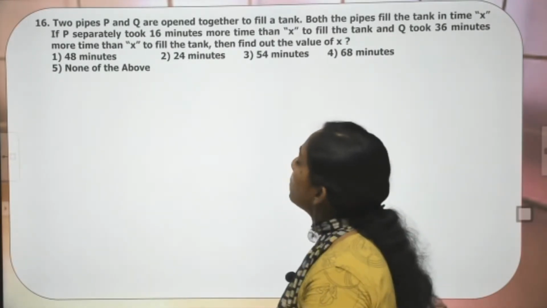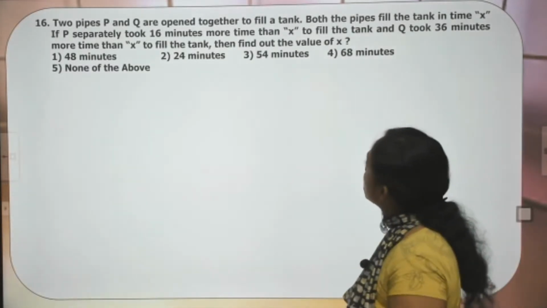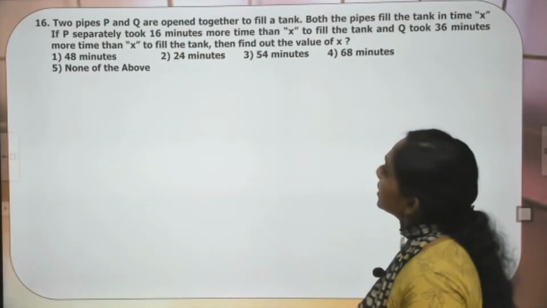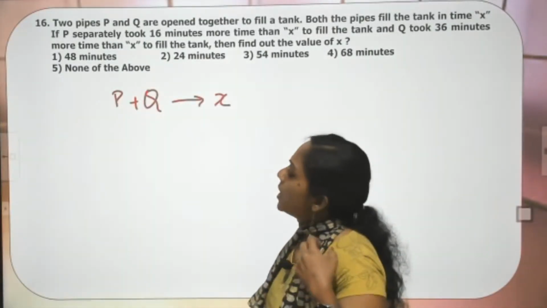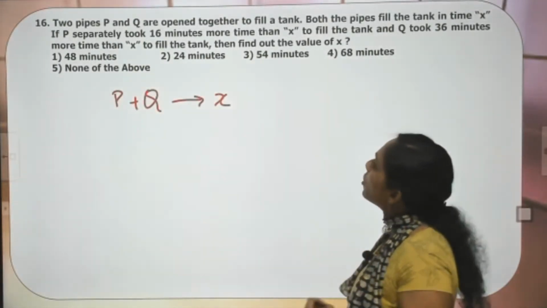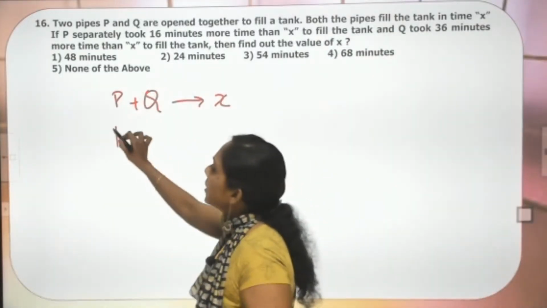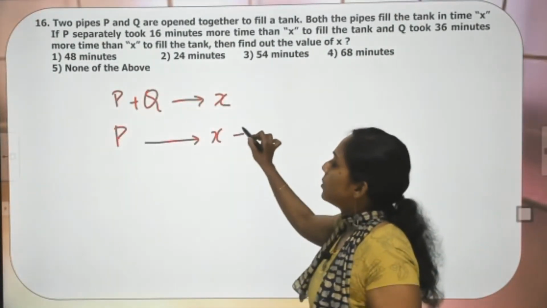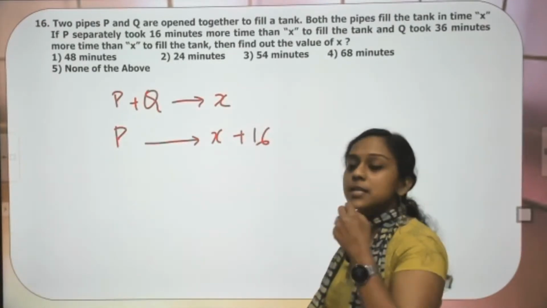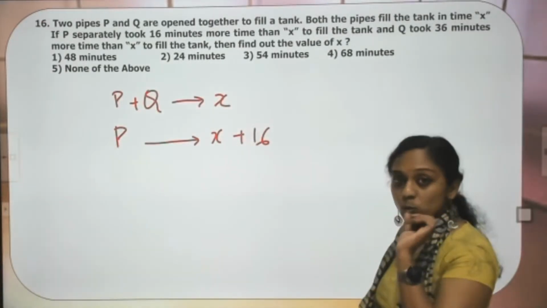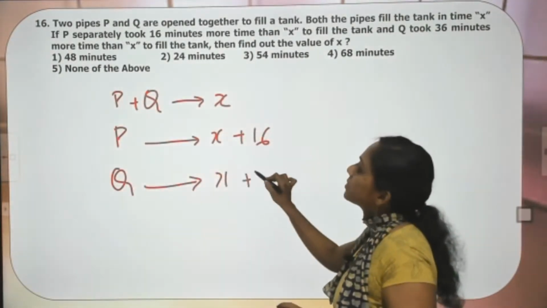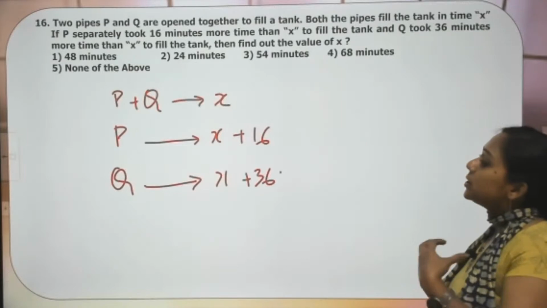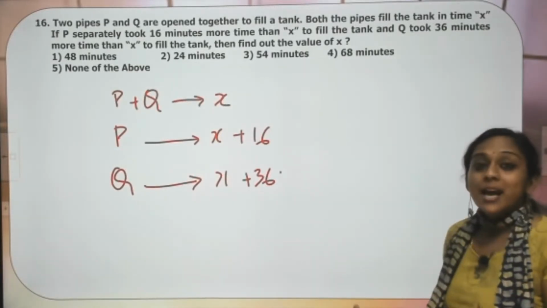Okay, so let's see. Two pipes P and Q are open together to fill a tank. Both the pipes fill the tank in time X. So when P and Q are working together, they fill the tank in X minutes. P separately takes 16 minutes more time than X, so when P is working alone, its time taken is X plus 16. And for Q, it is 36 minutes more, so that is X plus 36. Then find out the value of X.